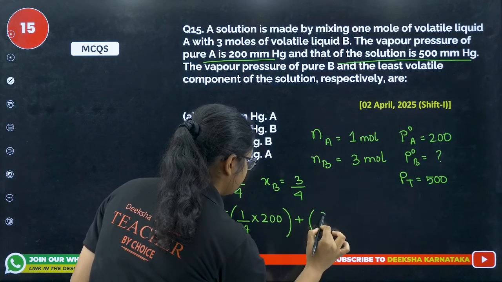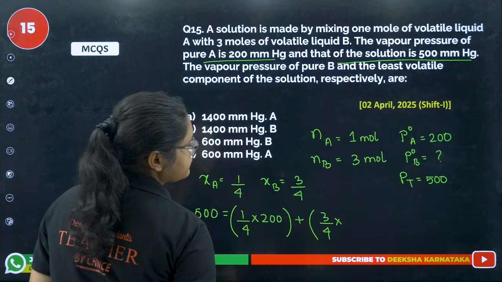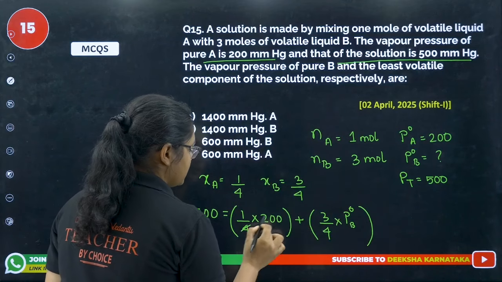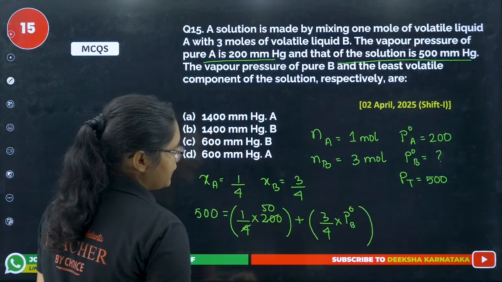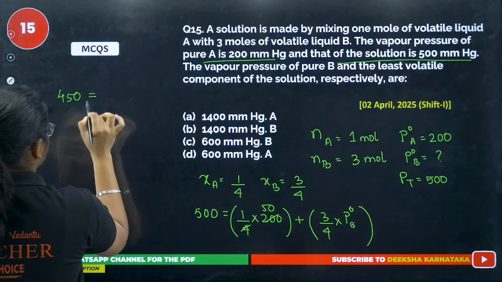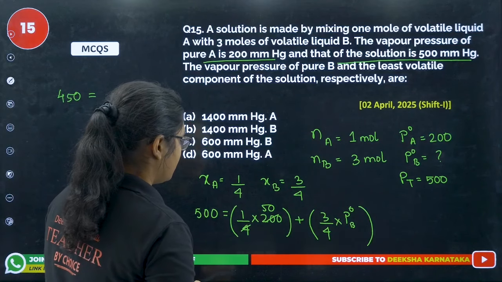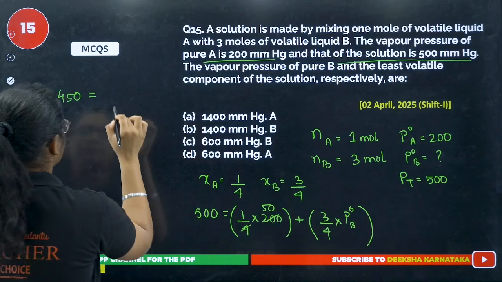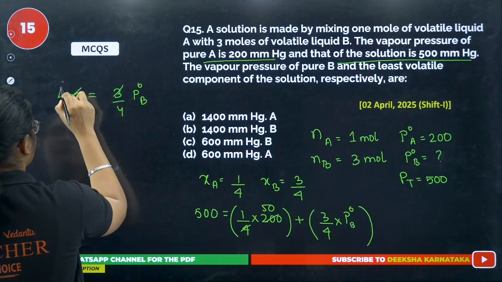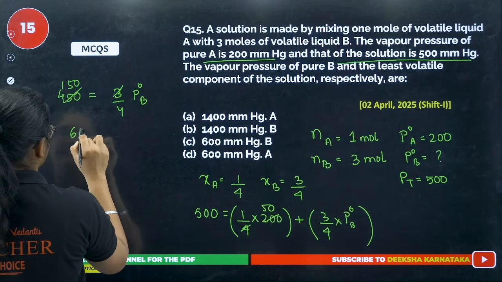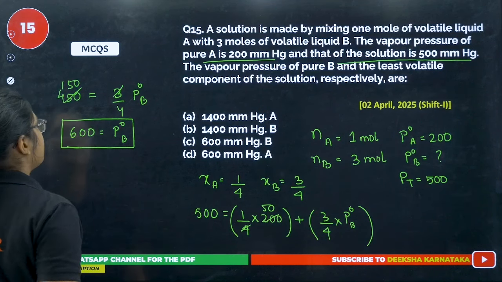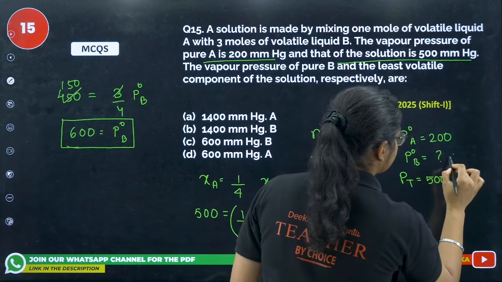Okay, then I have 3 by 4 into P naught B. So I have here 4 5s are 20, then 500 minus 450, so I have here 450 is equal to 3 by 4 P naught B. So that will give me 3 into 150, and then I have 600 equal to P naught B. Okay, P naught B is equal to 600.